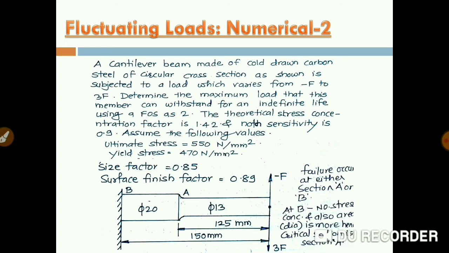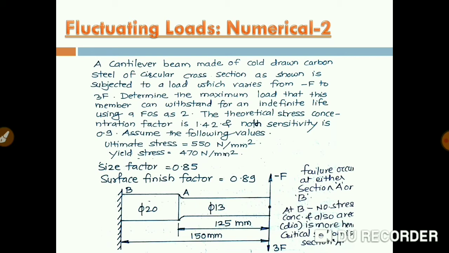A cantilever beam made of cold drawn carbon steel of circular cross section, as shown in the figure, is subjected to a load which varies from minus F to plus 3F. Determine the maximum load that this member can withstand for infinite life using a factor of safety of 2. The theoretical stress concentration factor is 1.42 and the notch sensitivity q is 0.9. Assume the following values: ultimate stress is given, yield stress is given, size factor is 0.85 and surface finish factor is 0.89.